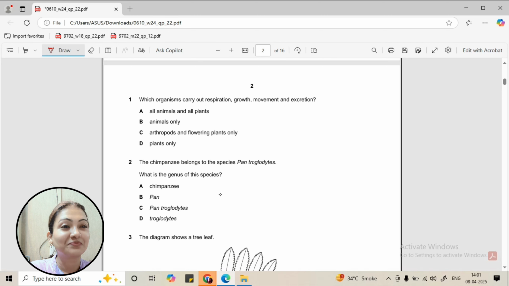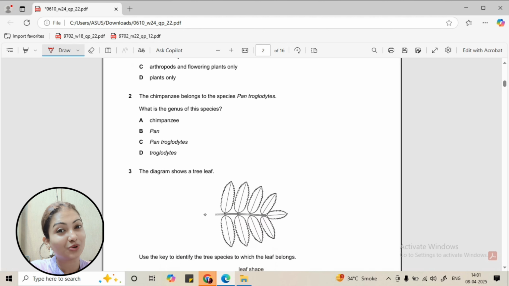So let's see. All organisms and all plants. Option B, animals only. No, plants too also follow that. C, arthropod and flowering plants only. No, others also do follow that. D, plants only. So, well, it's a very simple question. The option is option A, correct option.